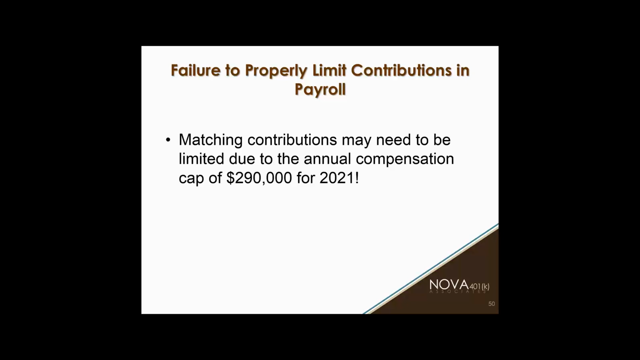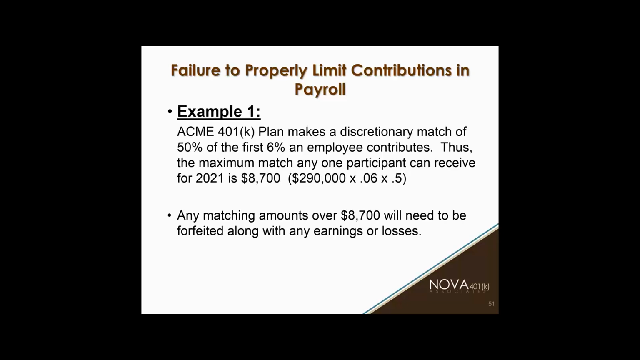Because there is a compensation limit in 401k plans, a maximum amount that we can count. And that amount is $290,000 for 2021. It effectively creates a cap or a maximum amount of match that any one participant can also get. It's better to just look at an example.